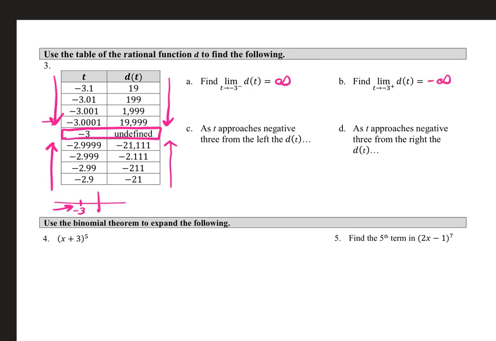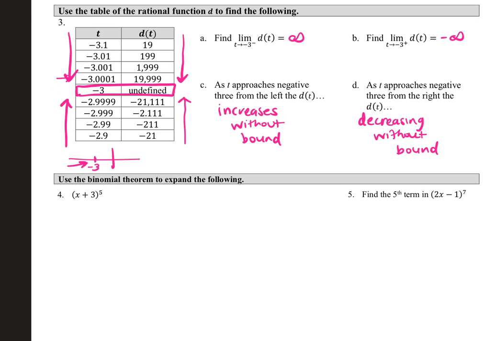So as t approaches -3 from the left, the d of t increases without bound. And as it's approaching from the right, it is decreasing without bound. Because they are increasing and decreasing without bound, I would assume that there is a vertical asymptote at x equals -3.